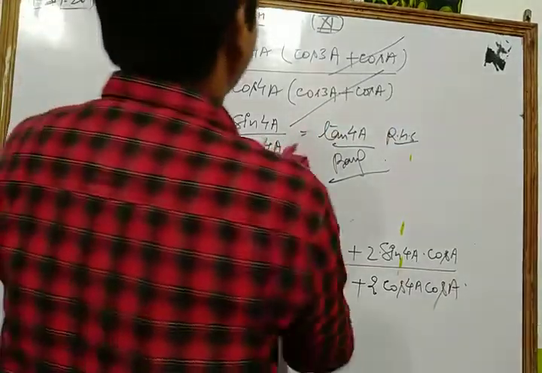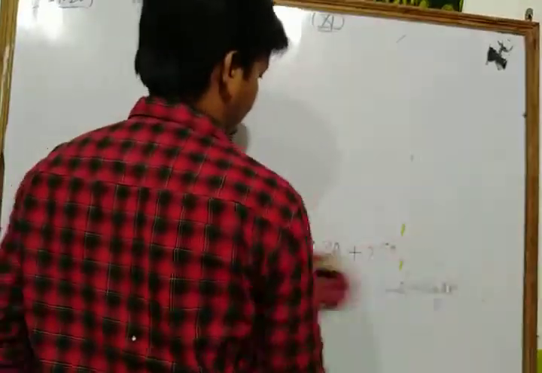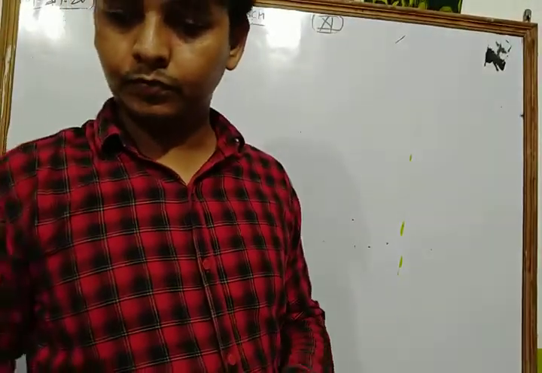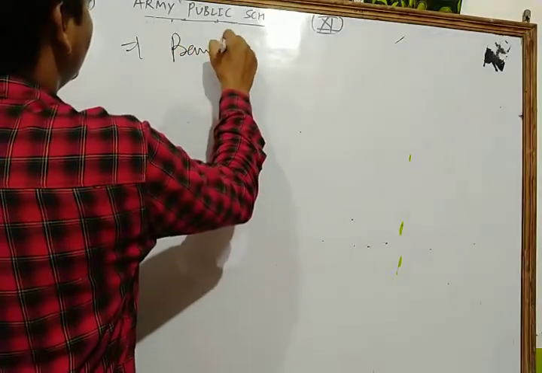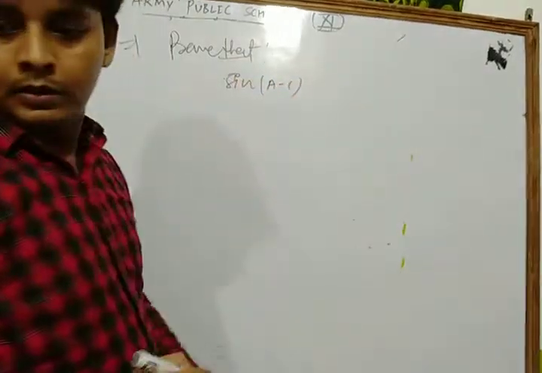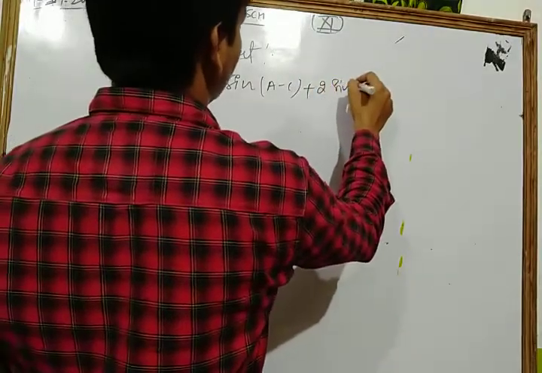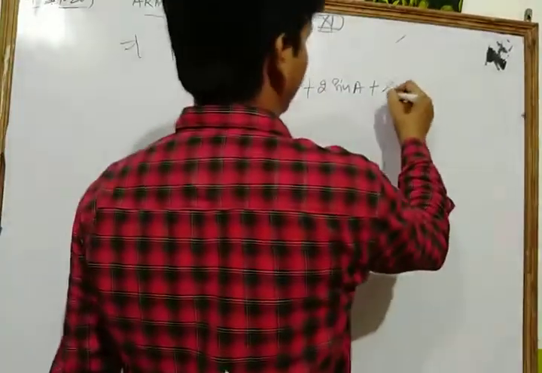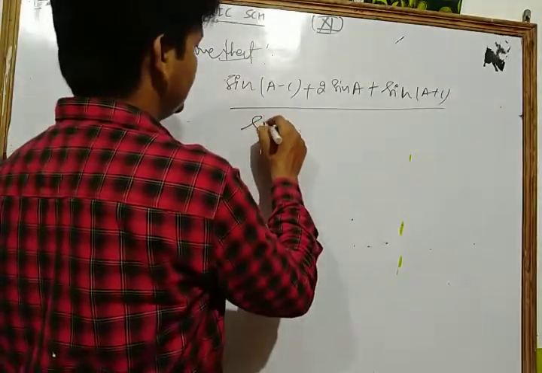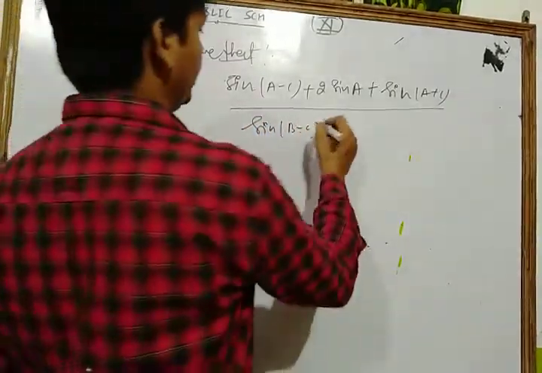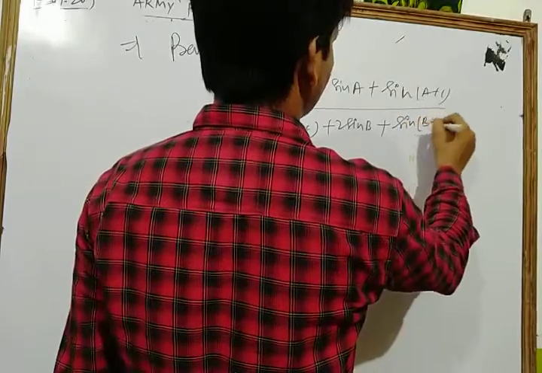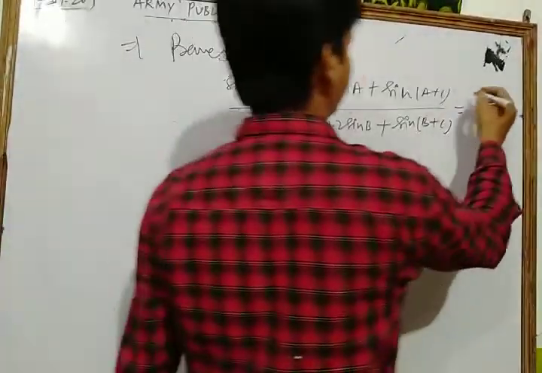Now we take some other question. Prove that (sin(a minus c) plus 2 sin a plus sin(a plus c)) upon (sin(b minus c) plus 2 sin b plus sin(b plus c)), and we have to show that it equals sin a upon sin b.